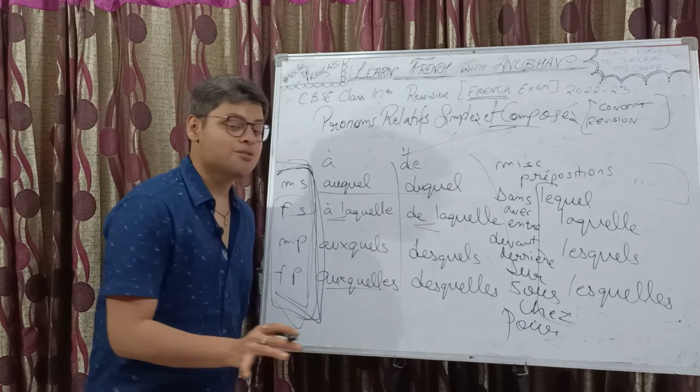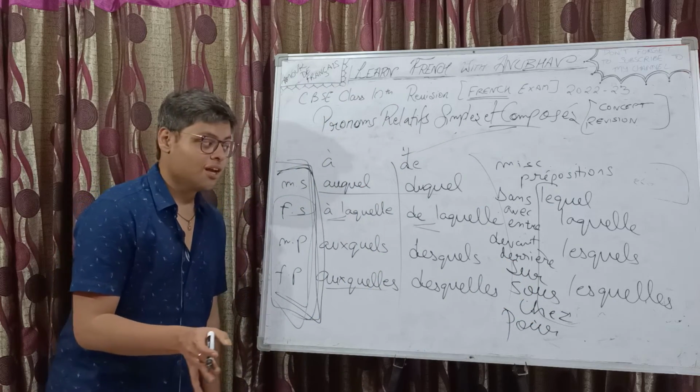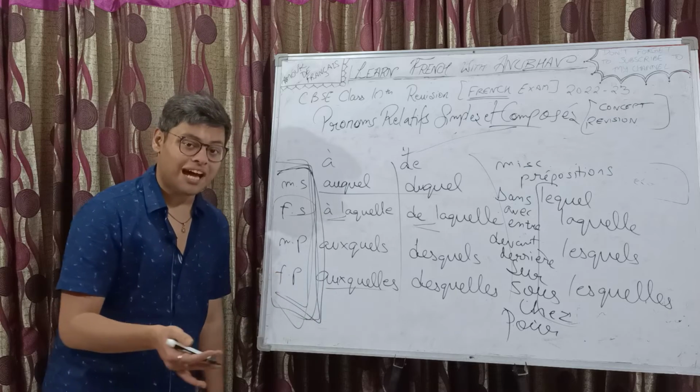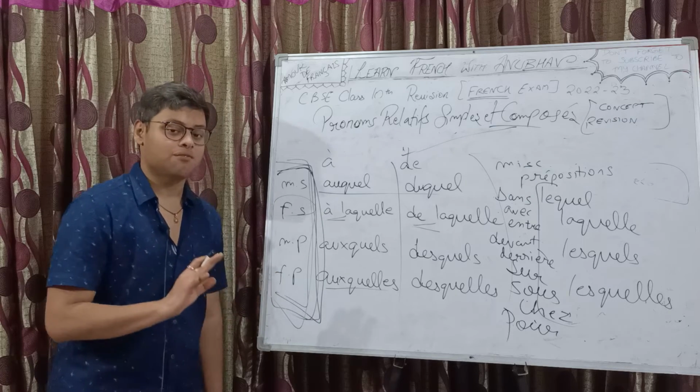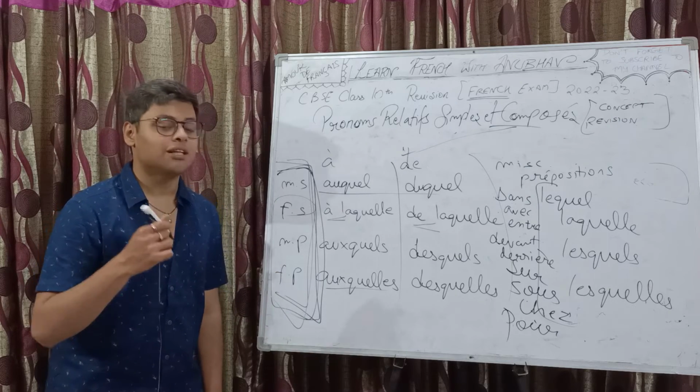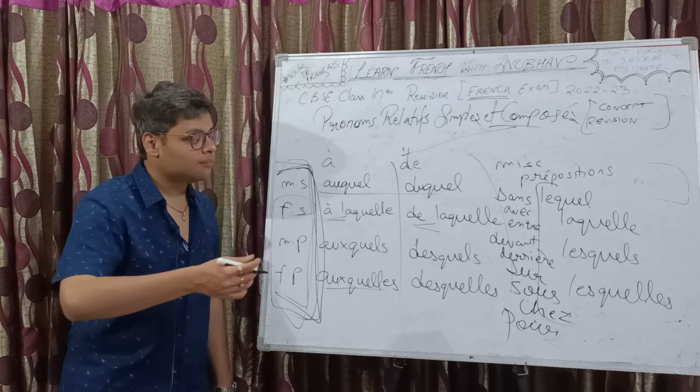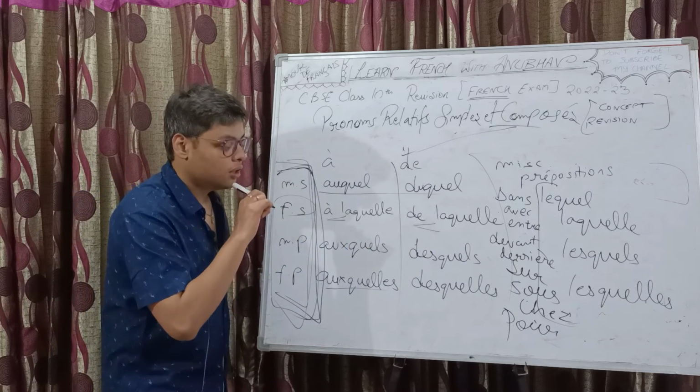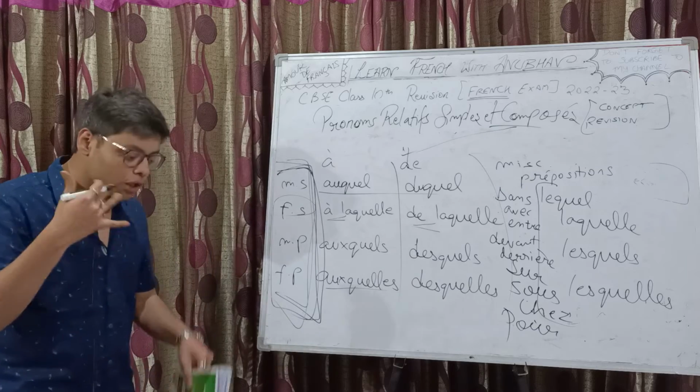If you see these prepositions in your question and these are preceded by a noun, go for pronoun relatif composé. If the noun is masculine singular, so it becomes "say pour". Okay, let's make a quick question.